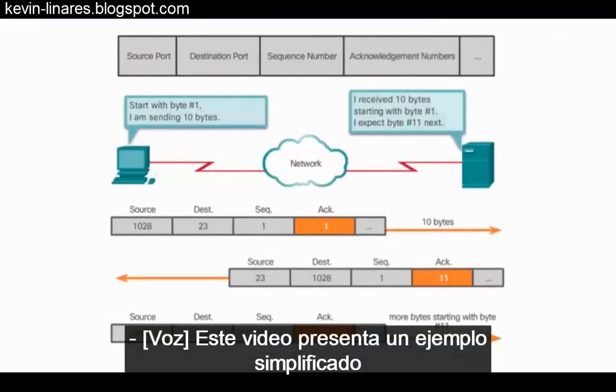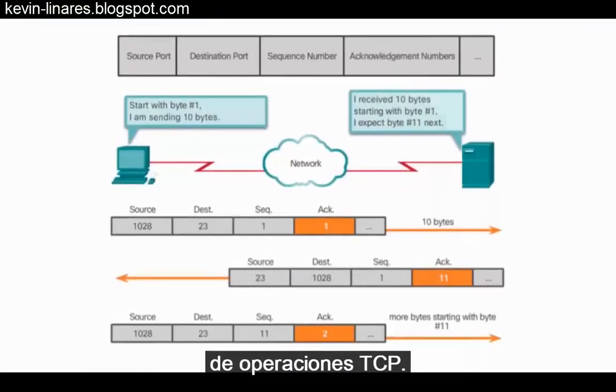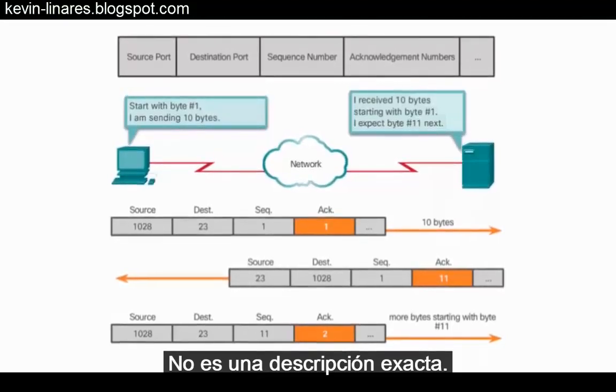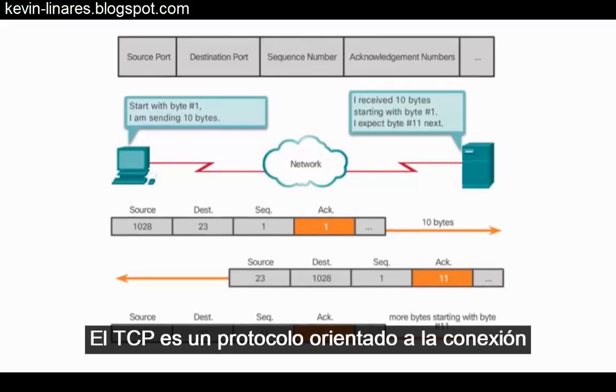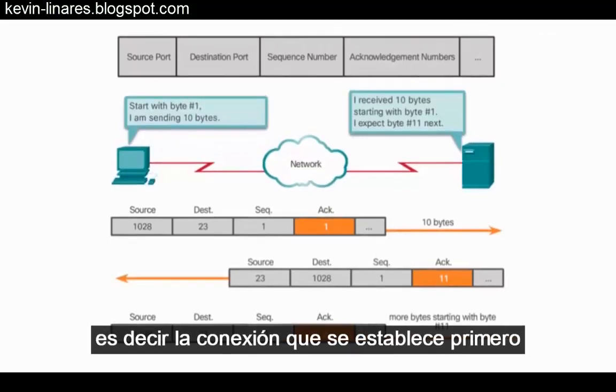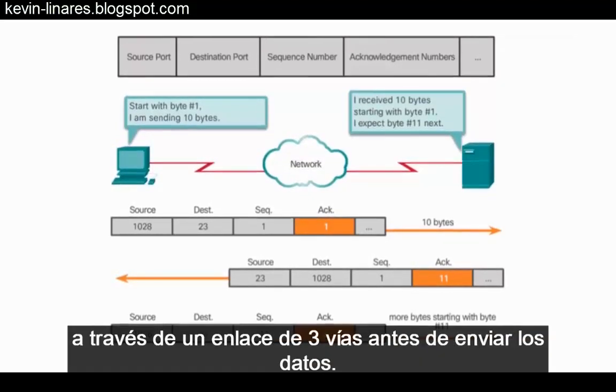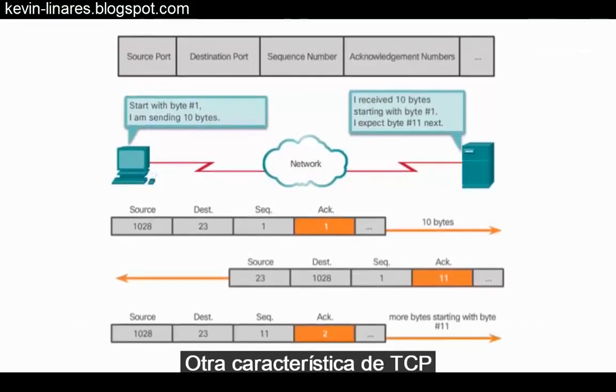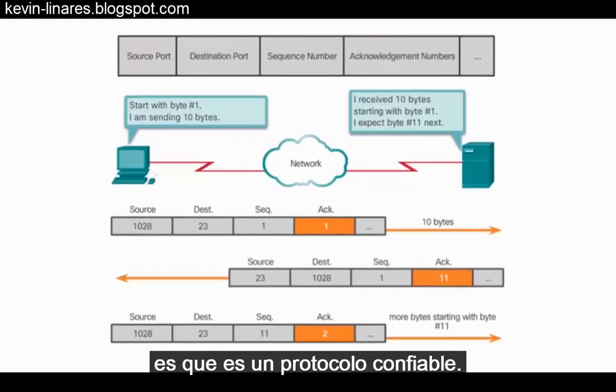This video depicts a simplified example of TCP operations and is not necessarily a realistic depiction. TCP is a connection-oriented protocol in that a connection is established first using a three-way handshake before data is sent. Another characteristic of TCP is that it's a reliable protocol.